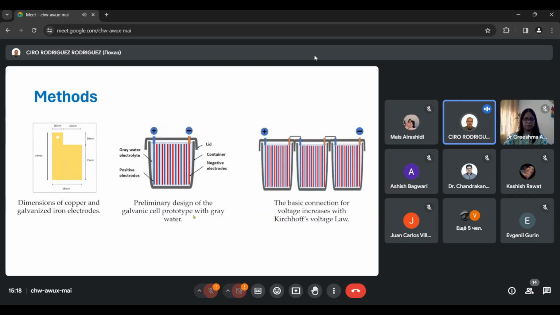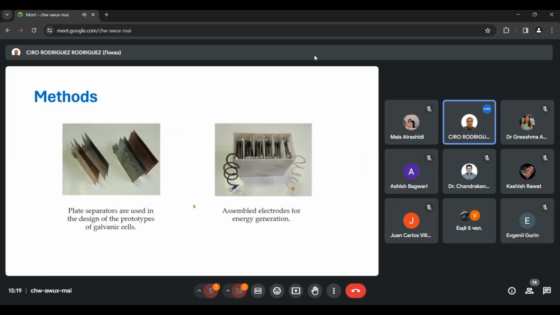So the dimensions of the copper and galvanized iron electrodes were considered and created in the plastic container with this preliminary design of the galvanic cell prototype, which will be inside the gray water. We have to test with the basic connection, increasing the voltage with the Kirchhoff voltage law, to measure the behavior of this prototype with the galvanic cells and the copper cells. Here we have the plate separators used in the design of the prototypes, and here we have put inside the plastic box, where we can test the energy.